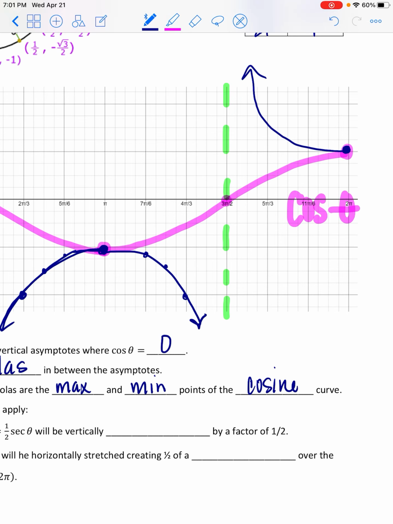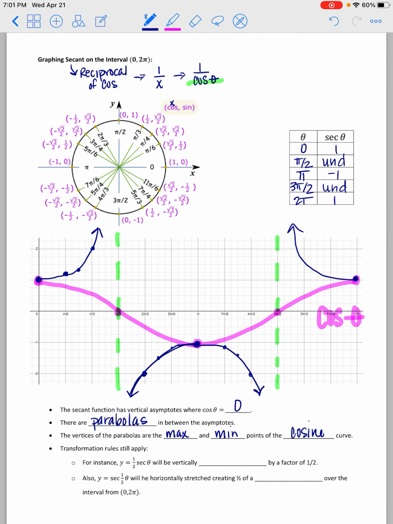So that's kind of a nice little feature. So there's got to be parabolas, and what you want to see is those parabolas having vertices at the maxes and mins of your cosine curve. So if you can try to remember that, it's nice to know stuff, okay?